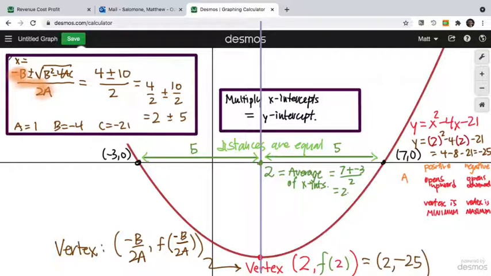And for a parabola, this would be the vertex of a parabola, which is either located at minus b over 2a if you don't know the x-intercepts, or it's located at the average of the two x-intercepts if you happen to know them.